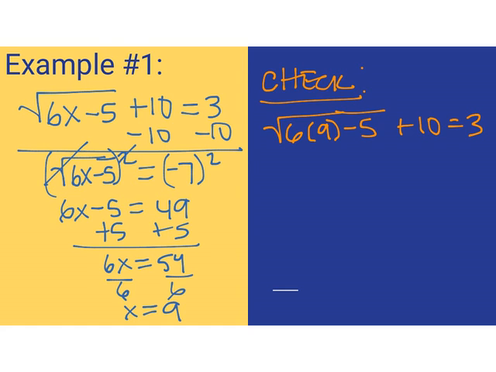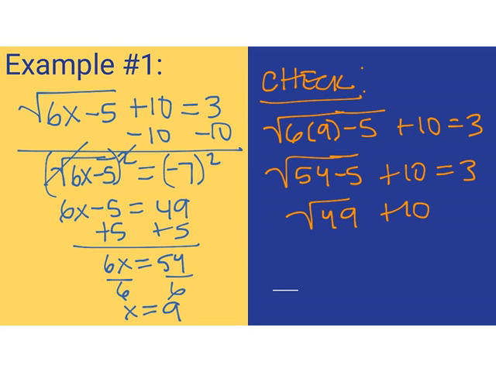Go ahead and do the 9 times 6 inside that radical first, so we get 54. Then we're going to just minus 5, still have that 10. So 54 minus the 5 is going to be the square root of 49 plus 10. Square root of 49 is 7. And I'm not doing my plus or minus because that square root was already in the equation, so I don't have to actually take the plus or minus of that.